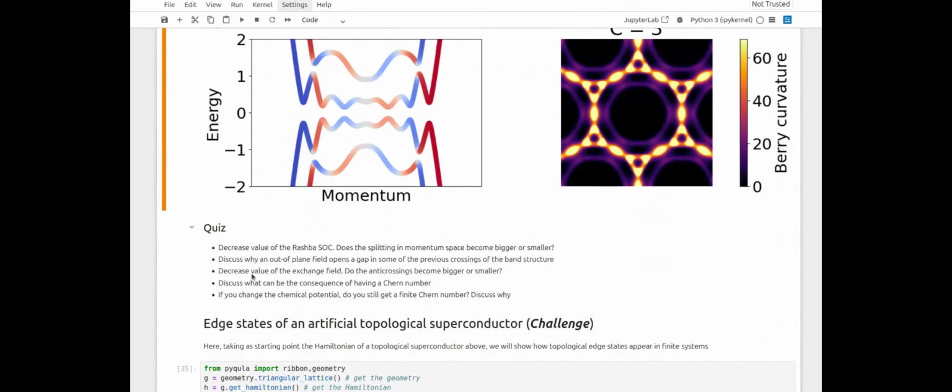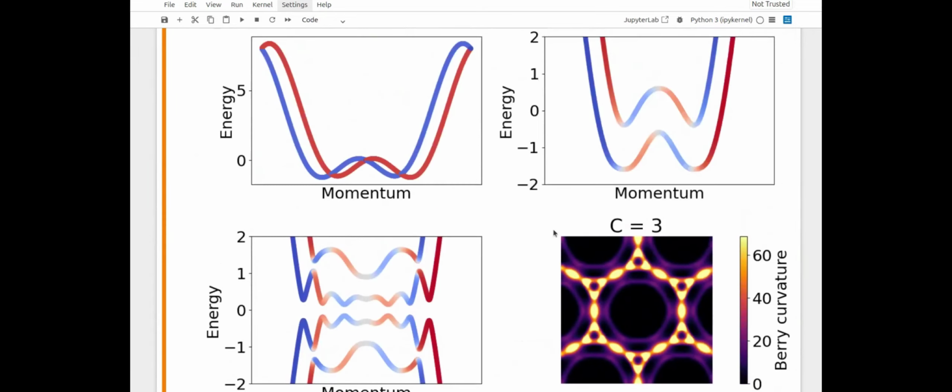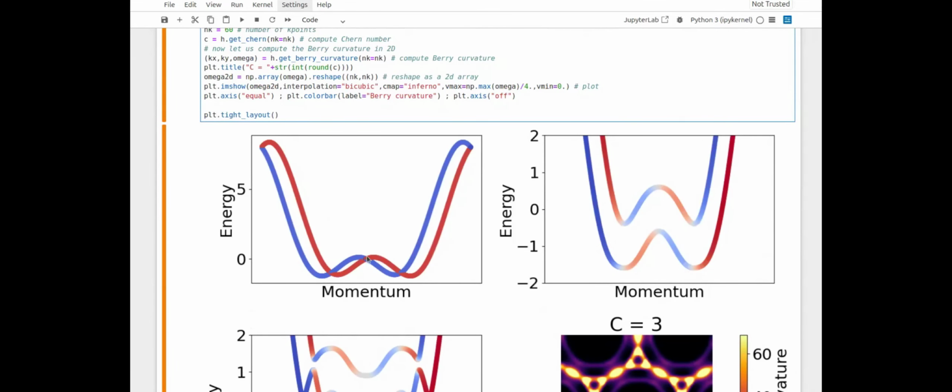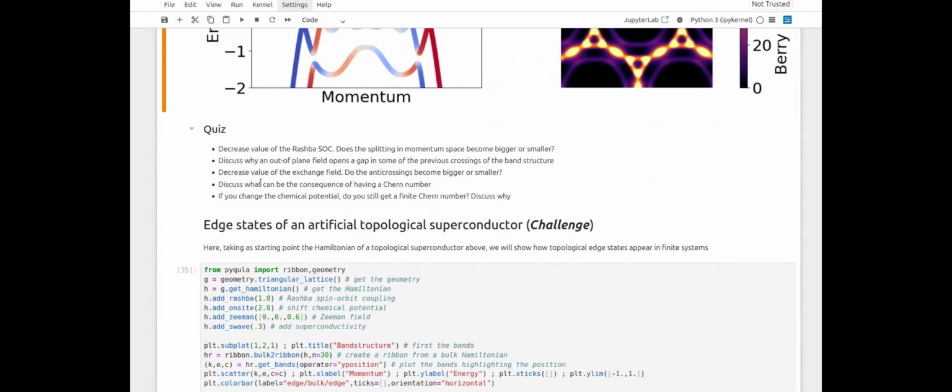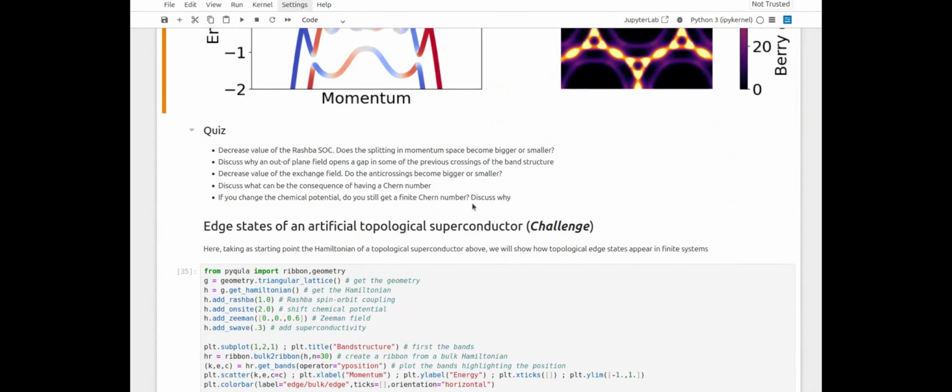Then the next question is, why does an out-of-plane field open a gap in some of the previous crossings of the band structure? Well, the reason is because an out-of-plane exchange field creates mixing between these two spin channels. And remember that red and blue here mean the in-plane component of the spin. And then the next question is, as we decrease the value of the exchange field, do the anti-crossings become bigger or smaller?